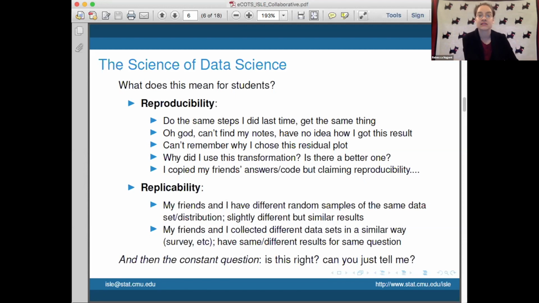We also hear things like, my friends have collected different data sets in a similar way, but we have the same or different results. Who's going to fail? Who's getting the A? Is this right? Can you just tell me? A lot of times, this vagueness or ambiguity is just associated with students making slightly different decisions, or dealing with randomness in the data and in their distribution. And it's tricky for them to decide what to do because the randomness throws them, et cetera. But it comes down to the students having to make these decisions.